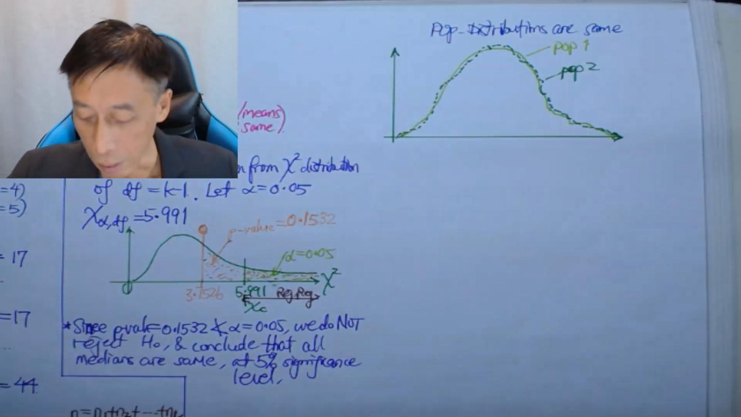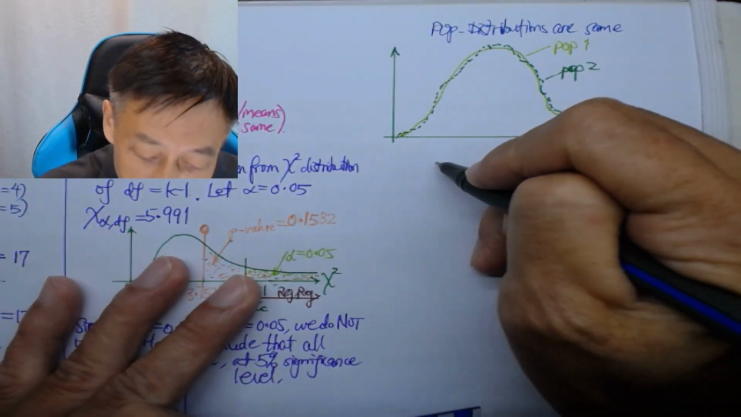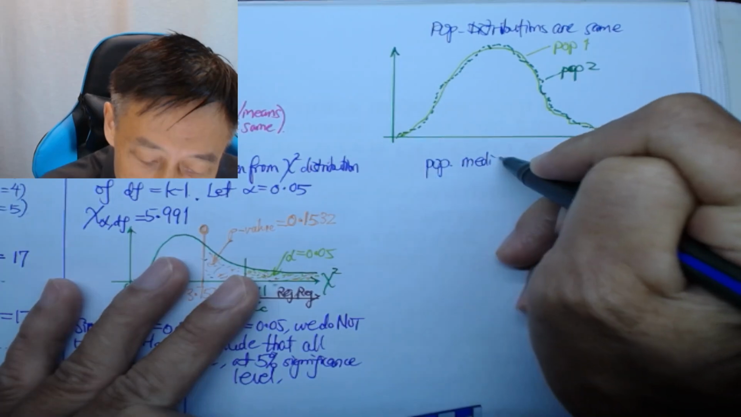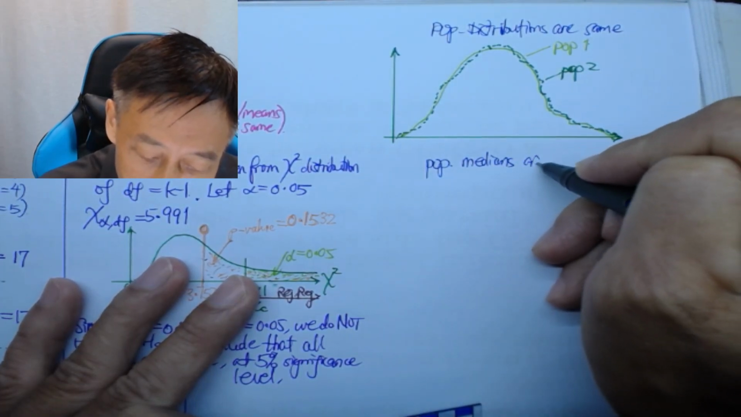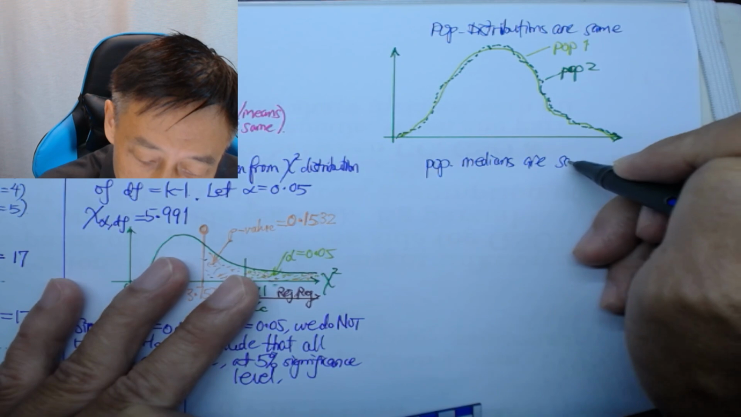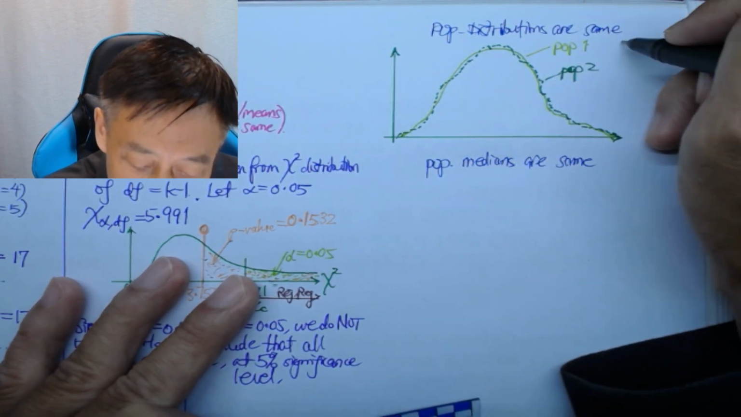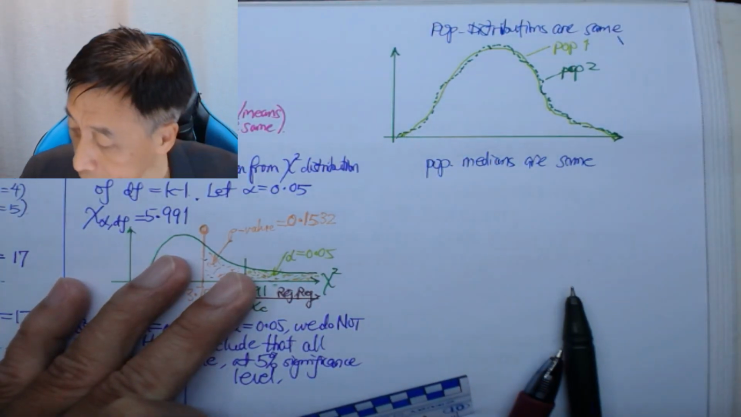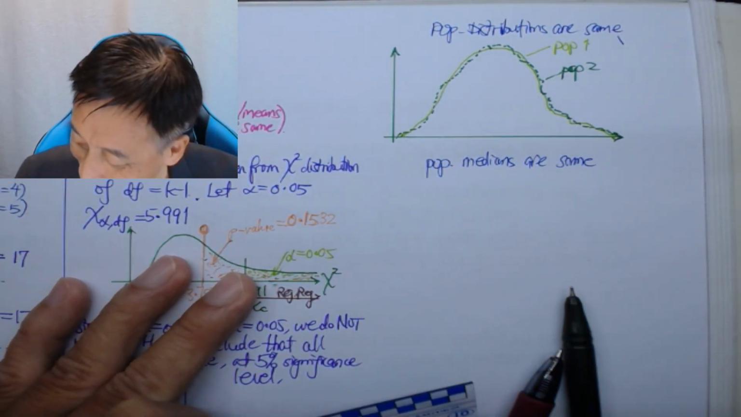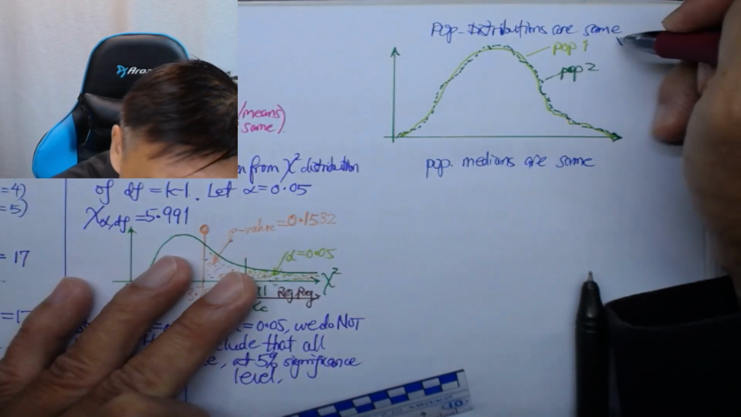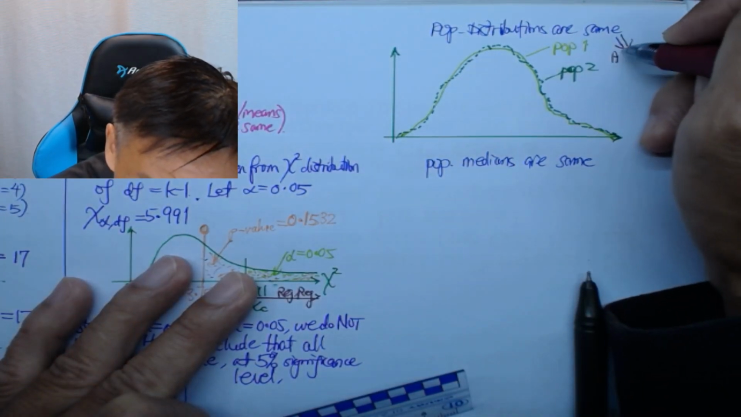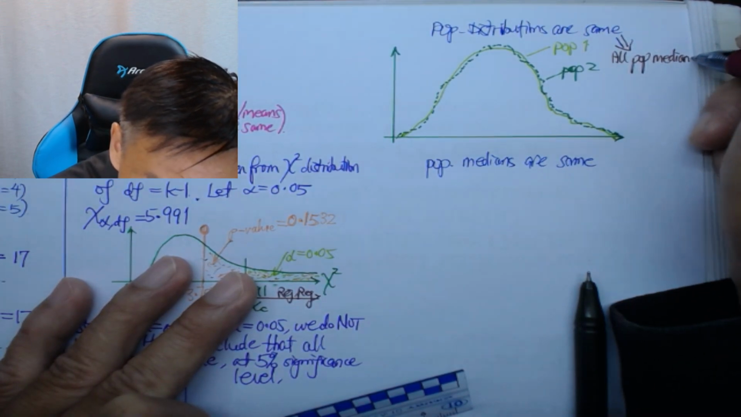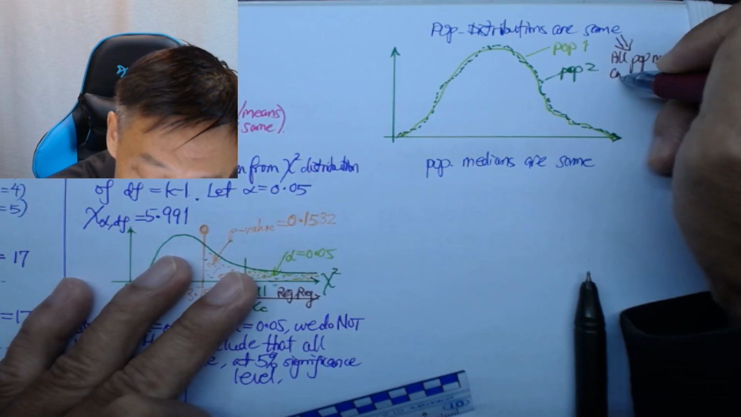Okay, but just for understanding's sake, what is meant by population medians are the same, right? So this implies automatically that all population medians are the same.